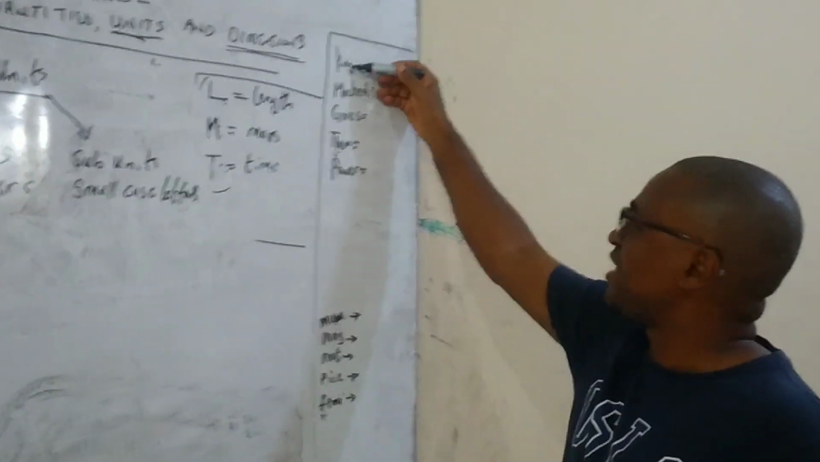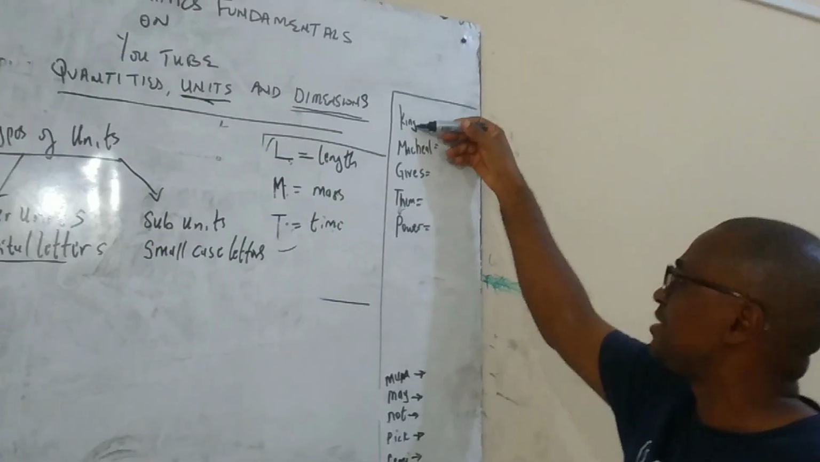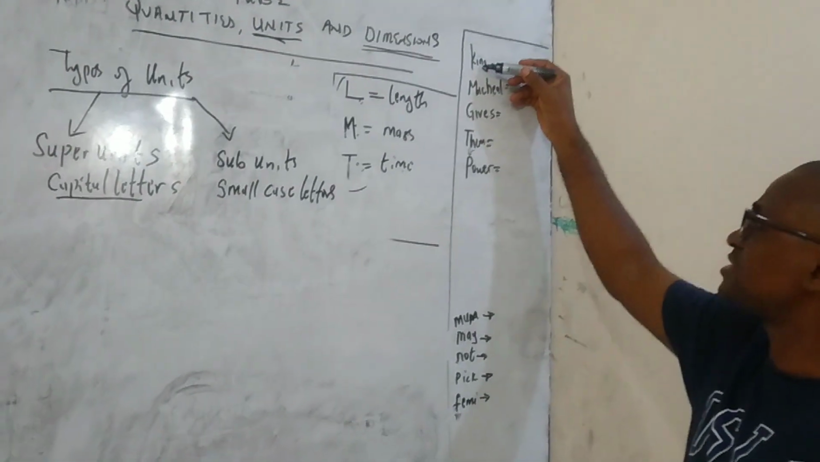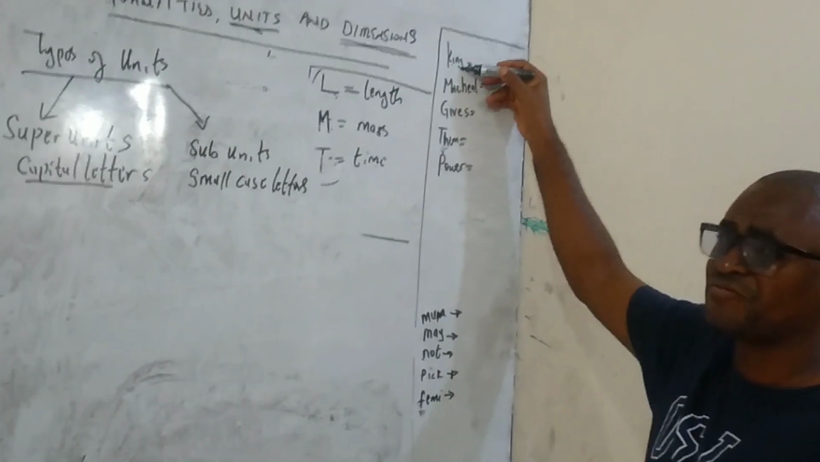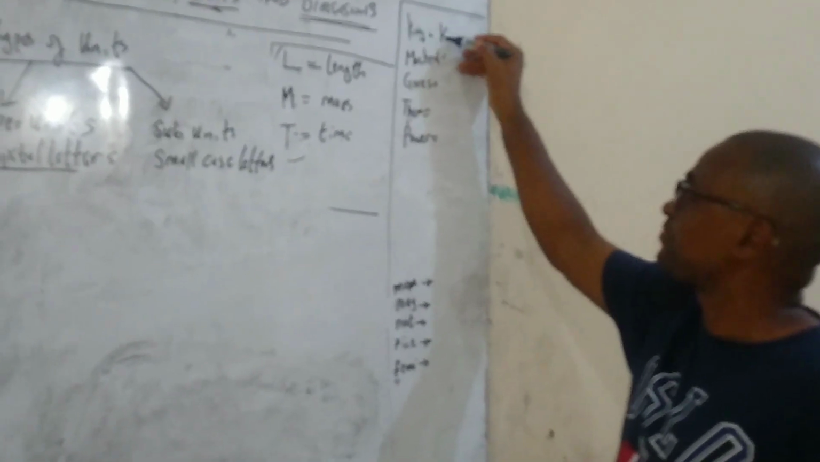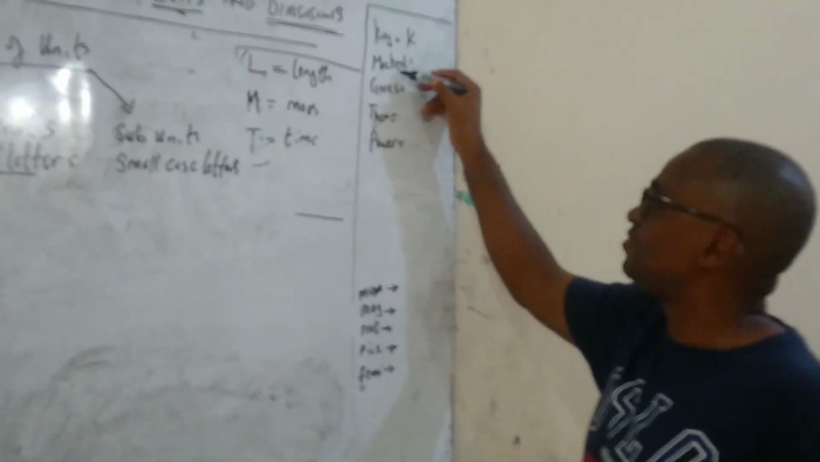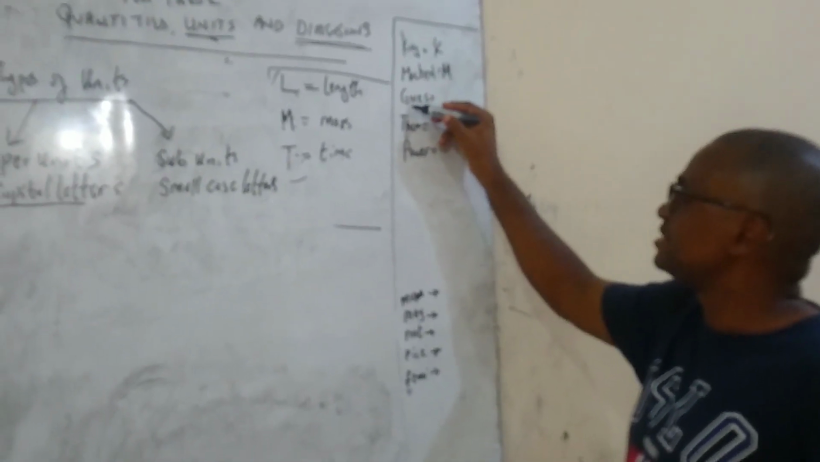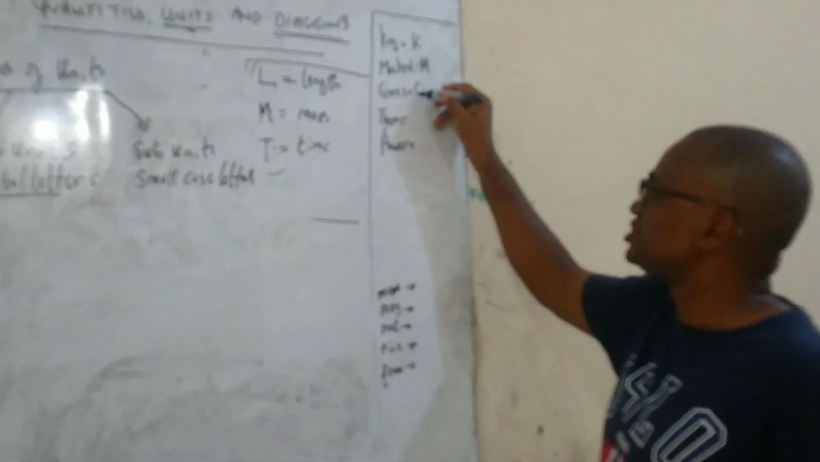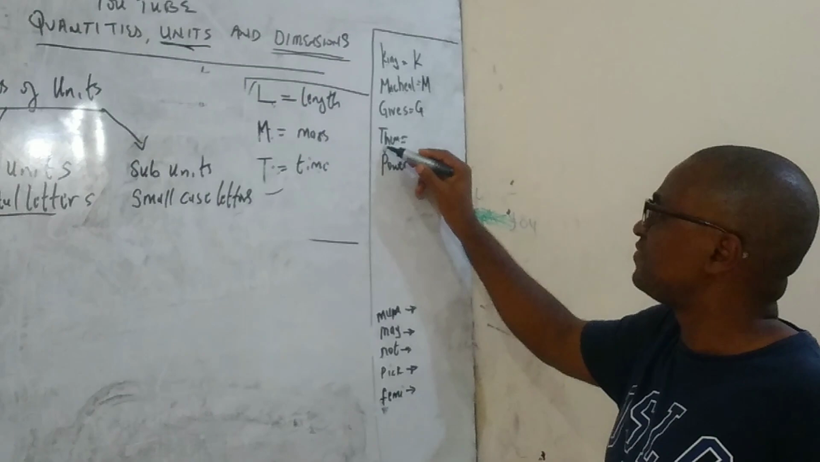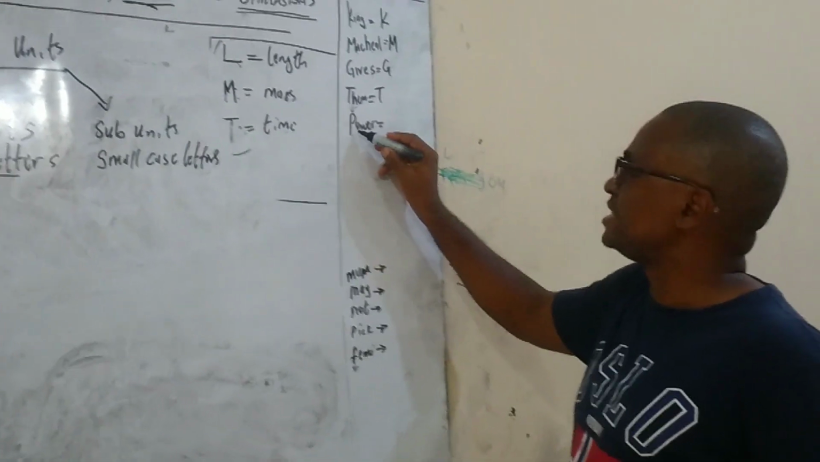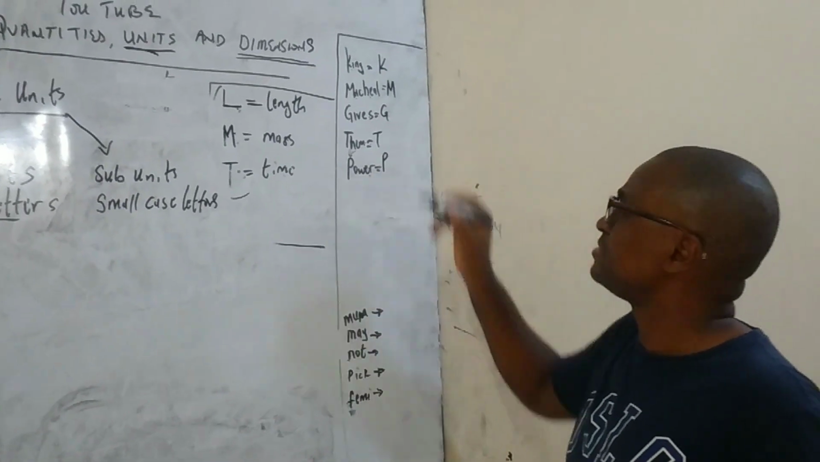So for the super units, I use this mnemonic, the statement: King Michael gives them power. The first letter of King is capital letter K. The first letter of Michael is capital letter M. The first letter of gives is capital letter G. The first letter of them is capital letter T. And the first letter of power is capital letter P.